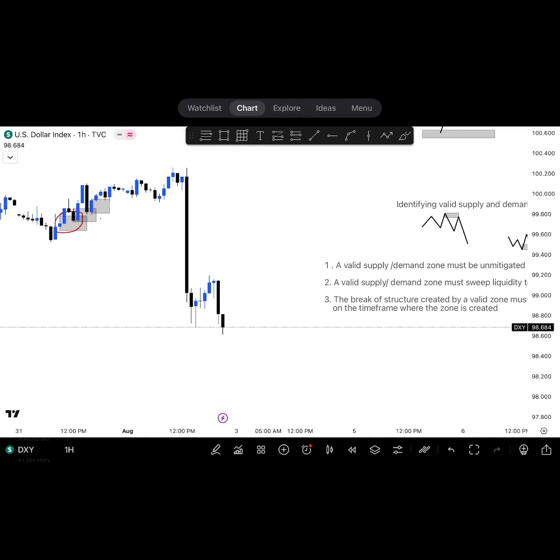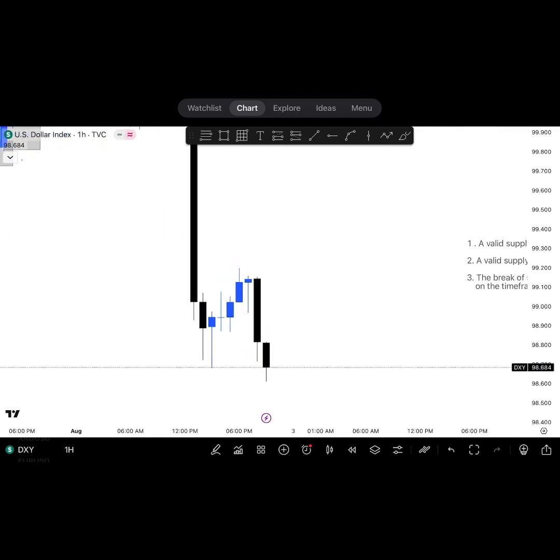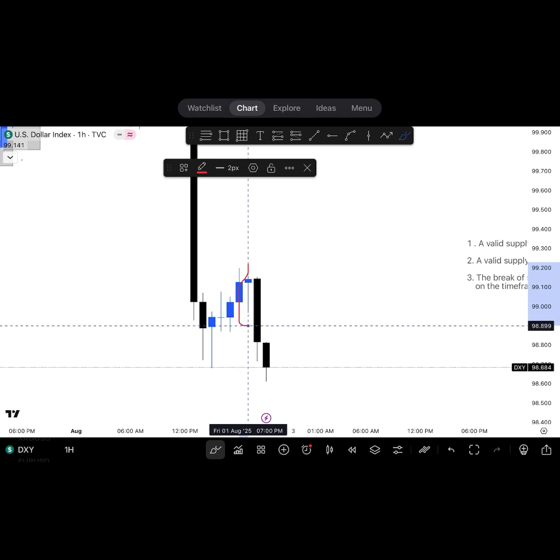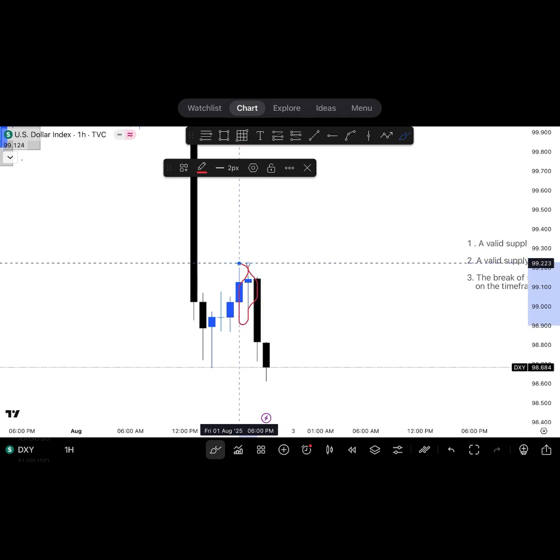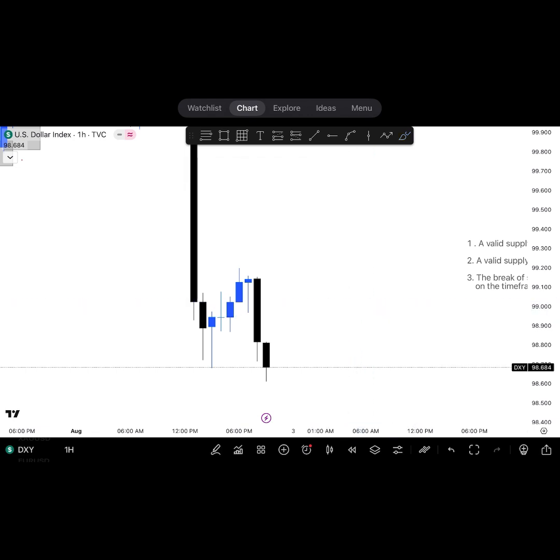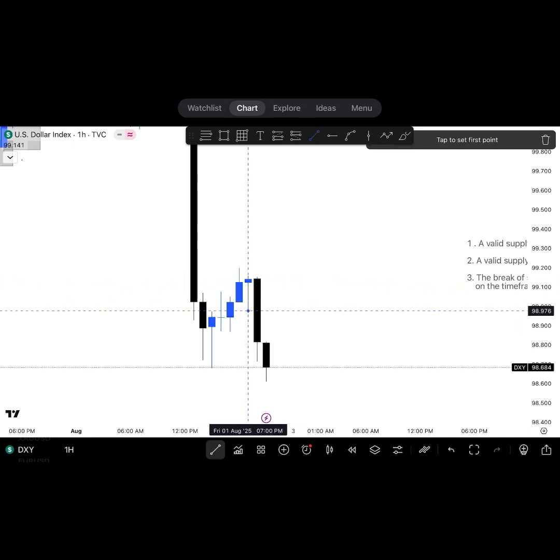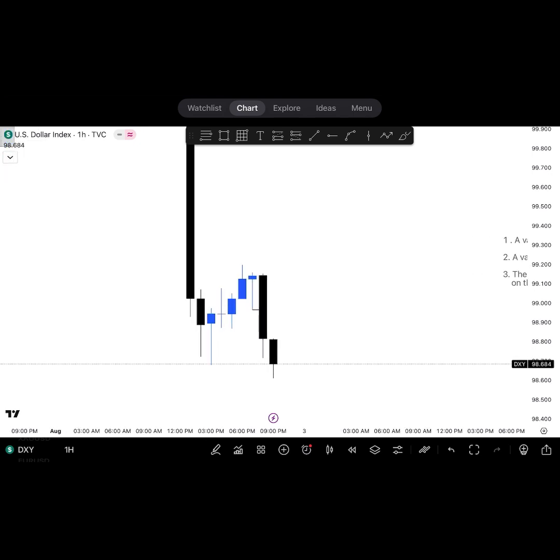What do I mean by body closure? Let us look at this candle for instance. This particular bullish candle, if you look at the next candle after it, which is this black candle, can you see the black candle closed with a body closure? It closed with a body closure below this, not a wick, right?